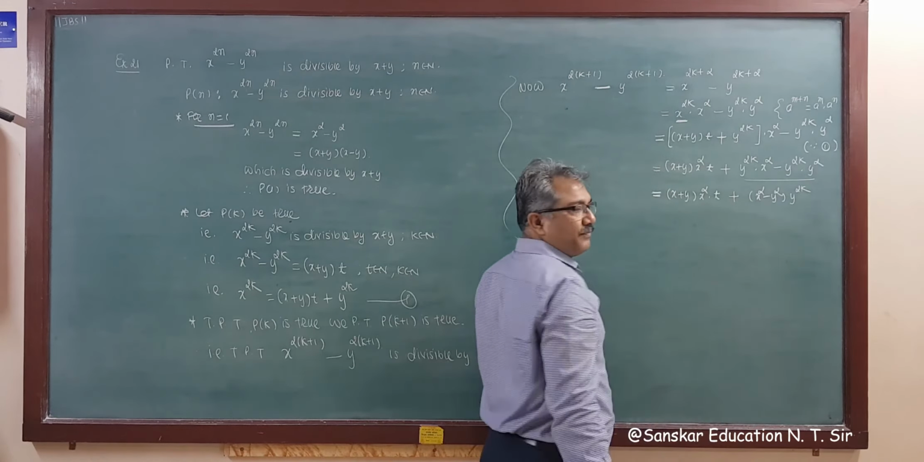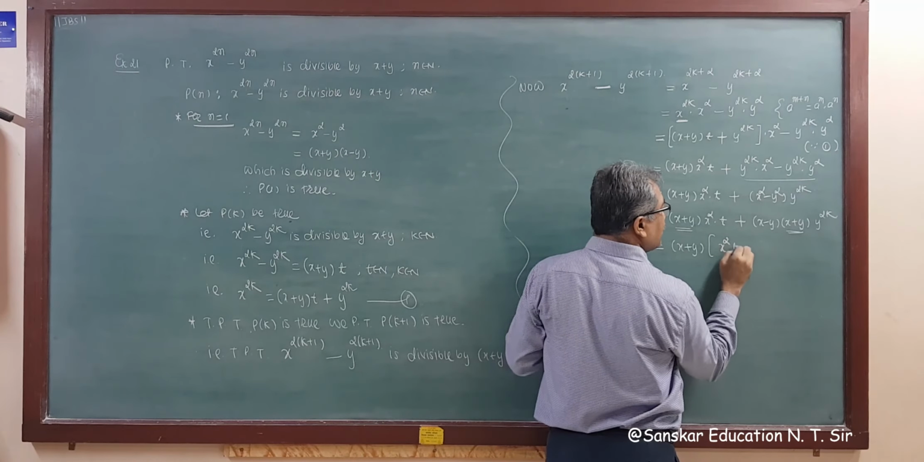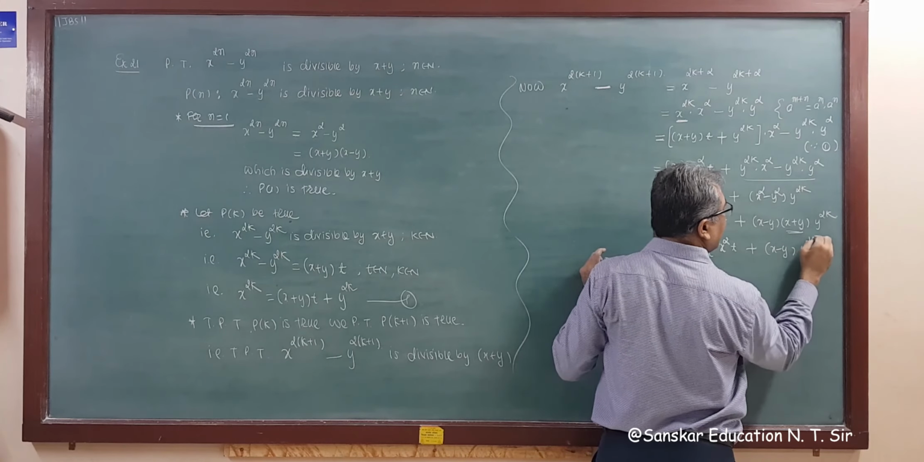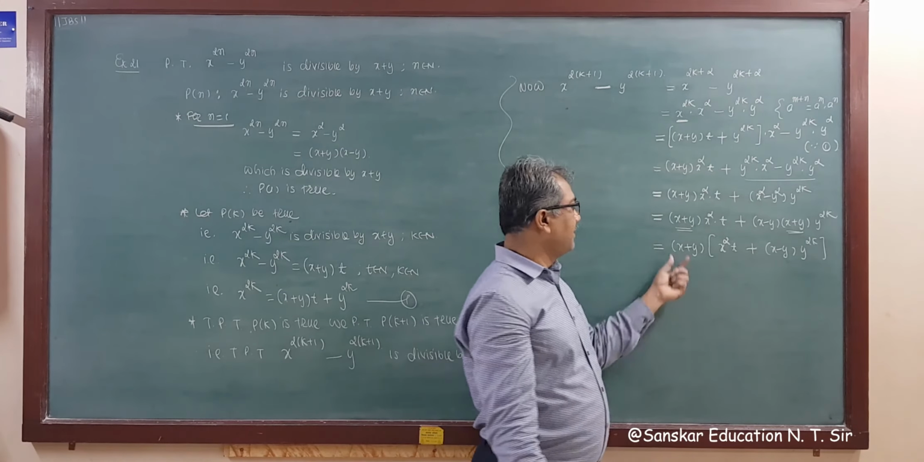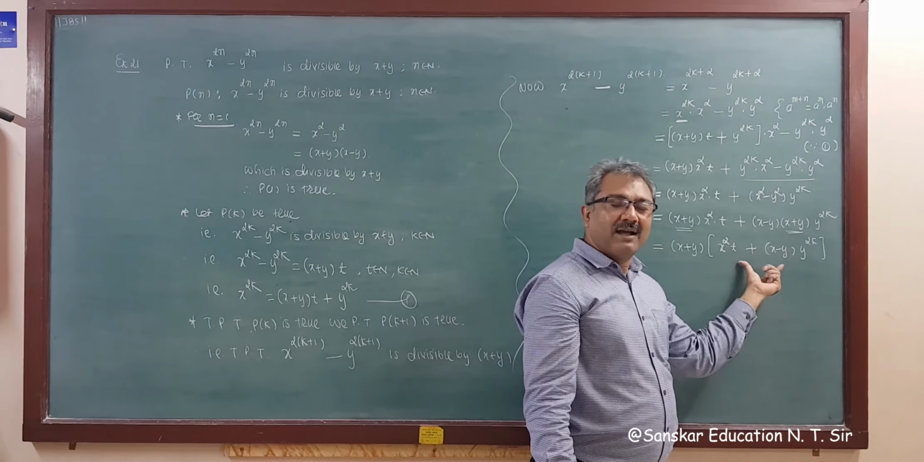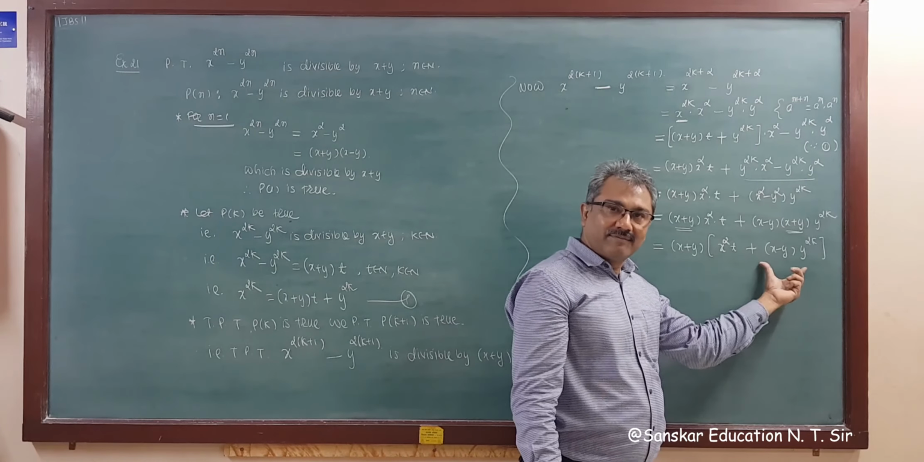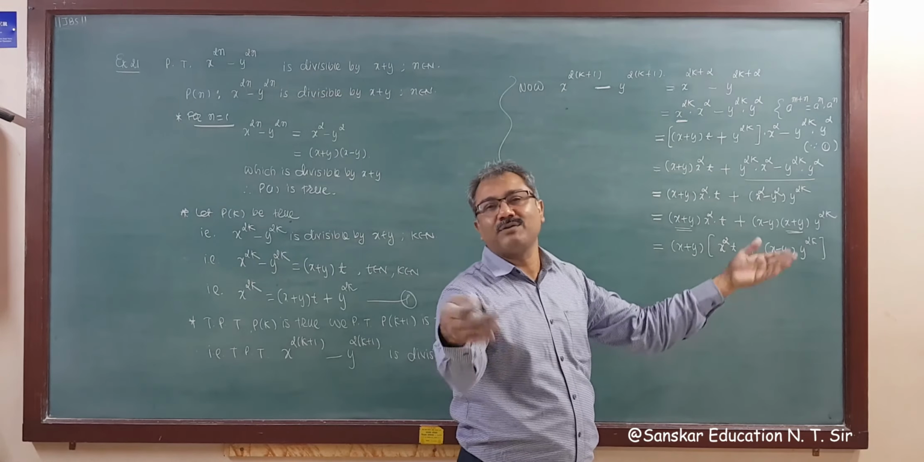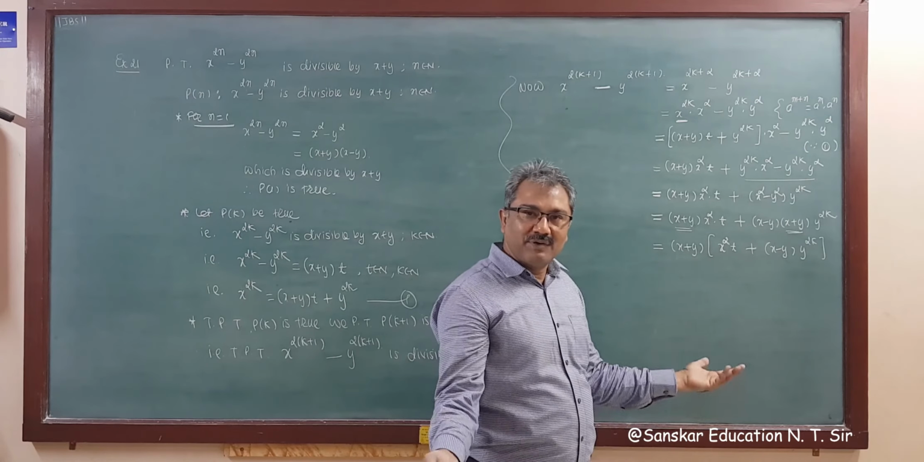Now our mission target, what is our target? To take x plus y common. Is x plus y common? Yes. So take x plus y common. The remaining term will be x square into t plus x minus y into y raised to twice k. This is x plus y and this is as usual m, anything. So which is divisible by x plus y, therefore Pk plus 1 is true and you will get your answer.